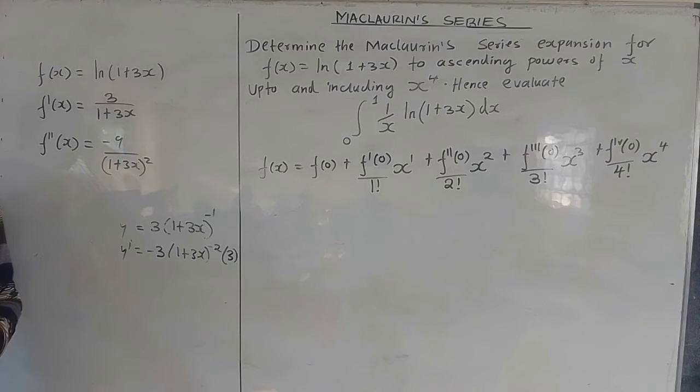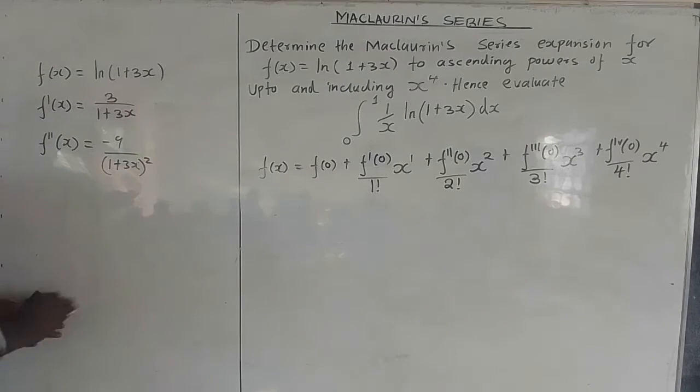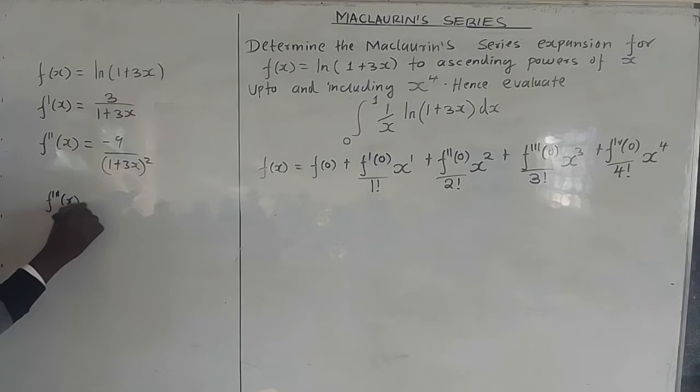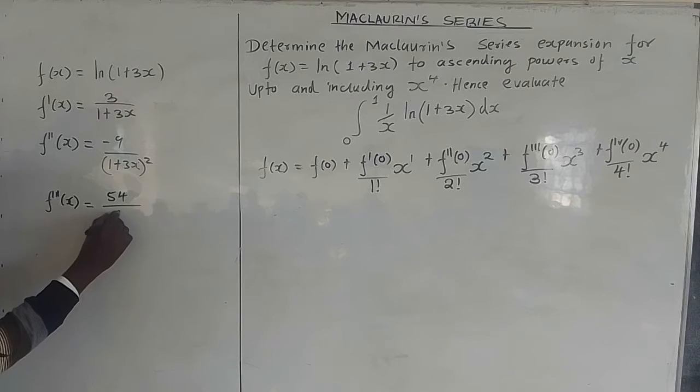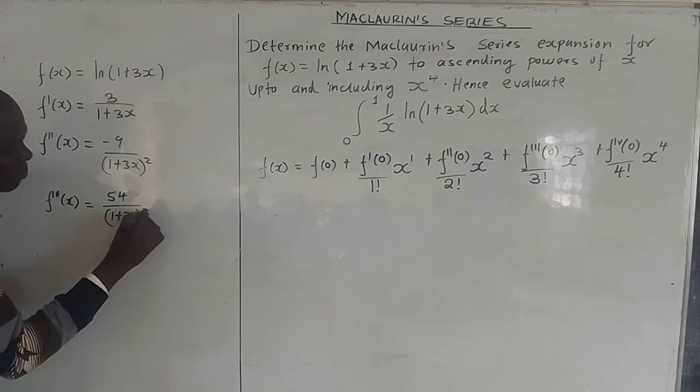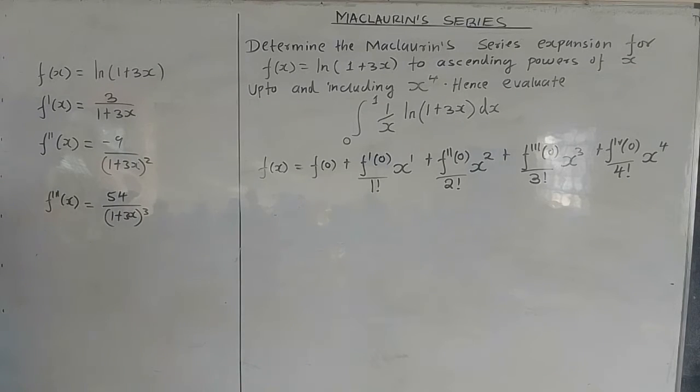Are we together? Good. After that, we go to f triple prime of x. You can now see them, isn't it? So f triple prime of x, give me the answer. F triple prime of x, you cannot see? That guy at the corner, at the back. Because I'm seeing somebody said it is 54. 54 over 1 plus 3x cubed. Jojo?